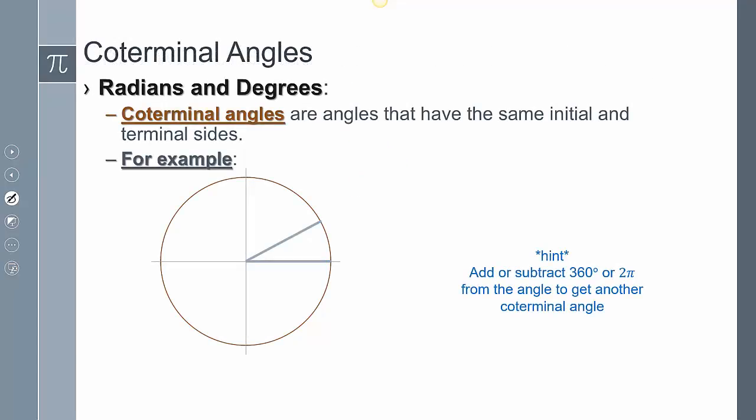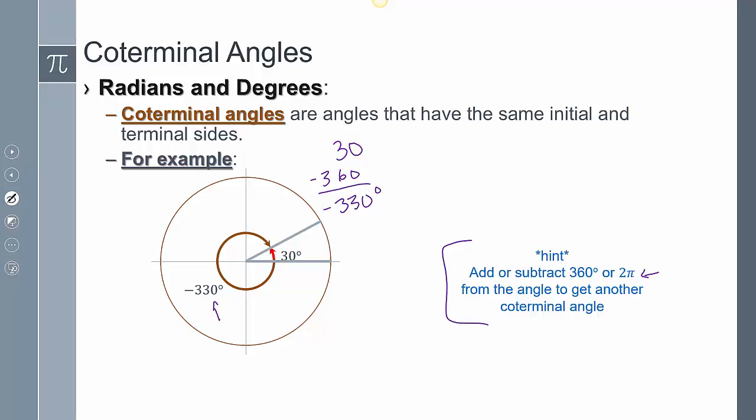Now, coterminal angles are angles that have the same initial and terminal sides. So if you notice, it seemed kind of pointless why we kept rotating in circles over and over again, because it looks like that could just be simplified if I just rotated a little bit more. And so we can actually find coterminal angles by doing this. So for example, 30 degrees is the same as rotating negative 330 degrees. Now, how do I find that next angle? The hint is you add or subtract 360 to find the next value. Or if it's in radians, you add or subtract 2π. So if I have 30 degrees and I subtract 360 degrees from that, that's going to give me negative 330 degrees, which happens to be my coterminal angle. And so you can keep finding coterminal angles by doing that.